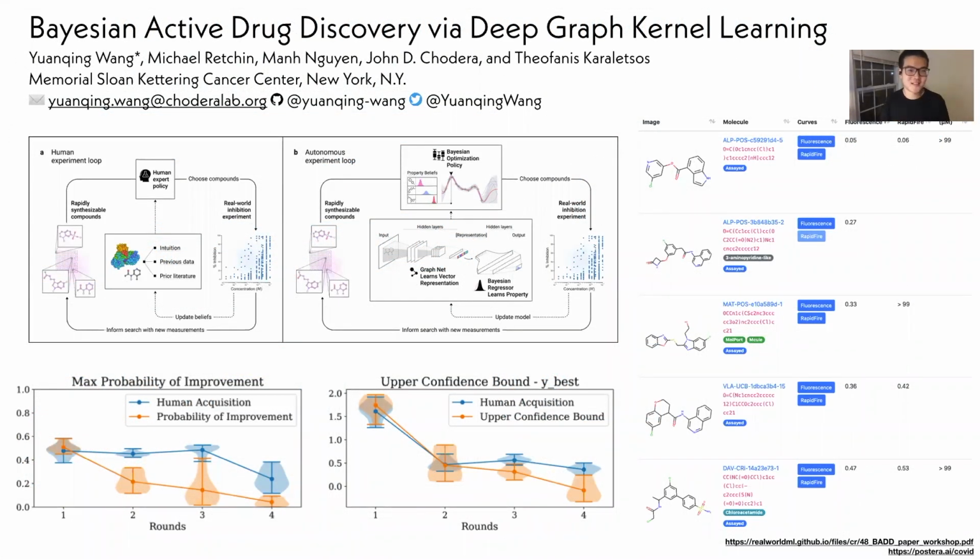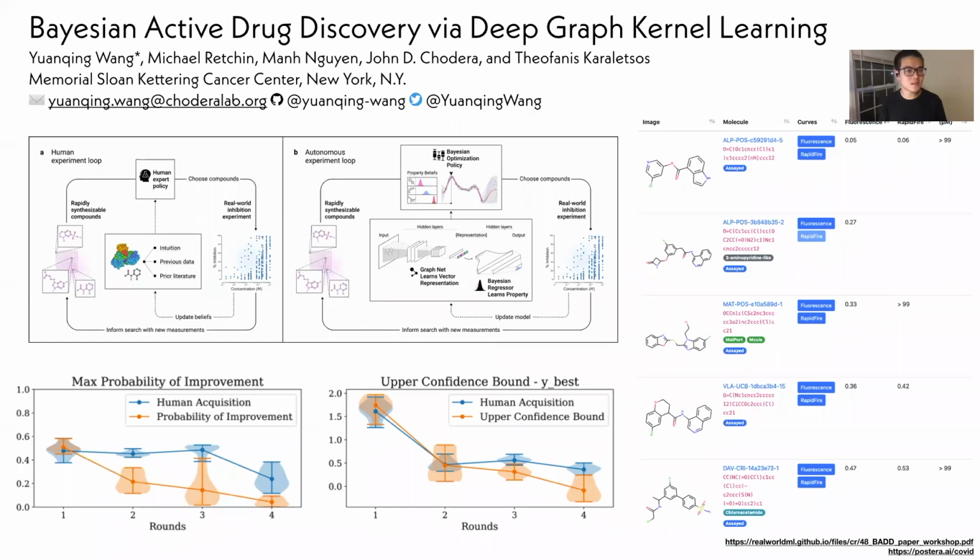Hello everybody, this is Yuanqing Wang. I'm a PhD candidate in John Chodera's lab at Memorial Sloan Kettering Cancer Center here in New York City. In this paper with Michael, Man from UPenn, John, and Theo from Facebook, we asked the question of what it would take to entirely replace the human decision-making element within a drug discovery campaign.